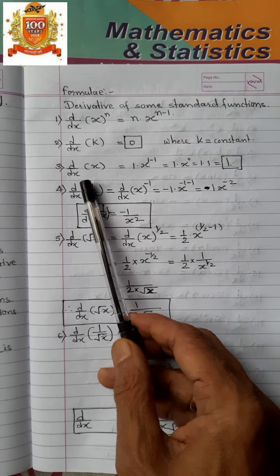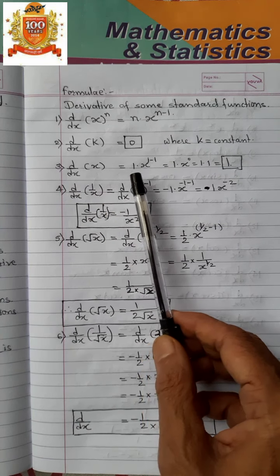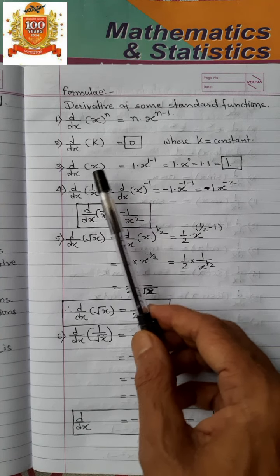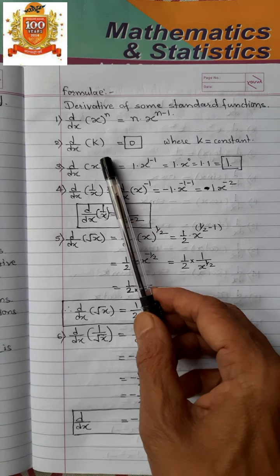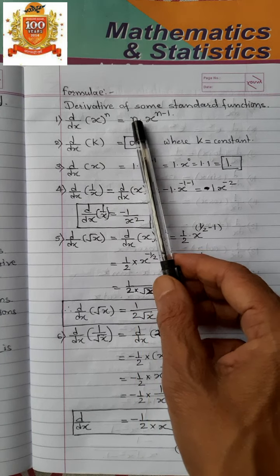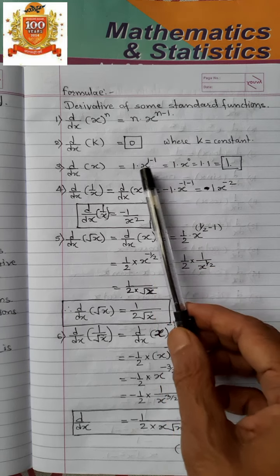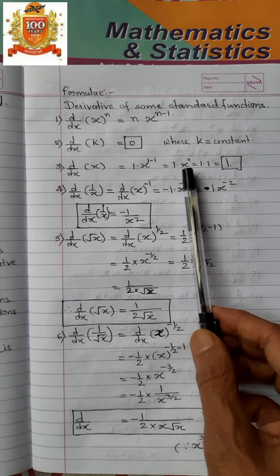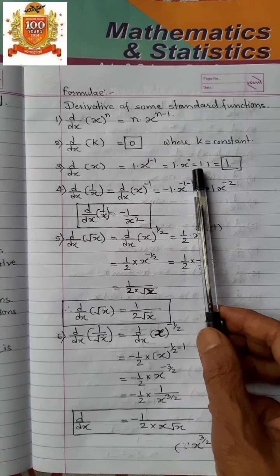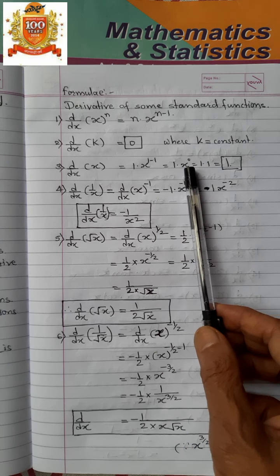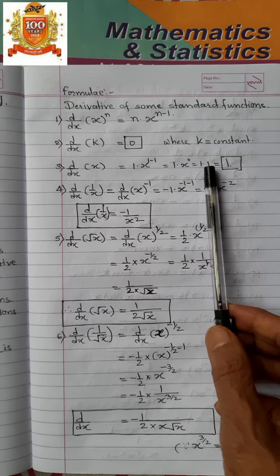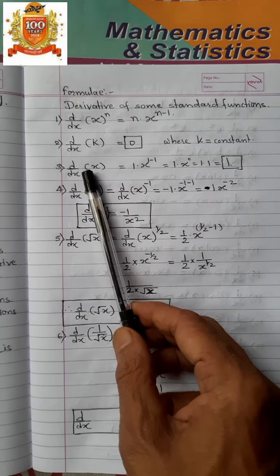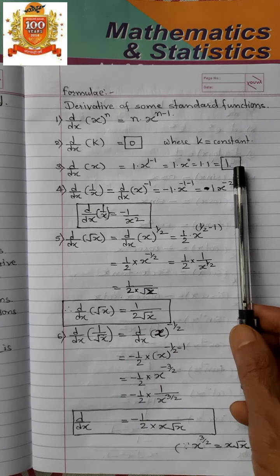Next, d/dx of x is, now here power of x is 1. Put n is equal to 1 in this formula. You will get 1 into x raised to power 1 minus 1, that is equal to 1 into x raised to power 0, which is equal to 1 into 1. X raised to power 0 means 1. 1 into 1, that is 1. Therefore, d/dx of x, answer is 1.